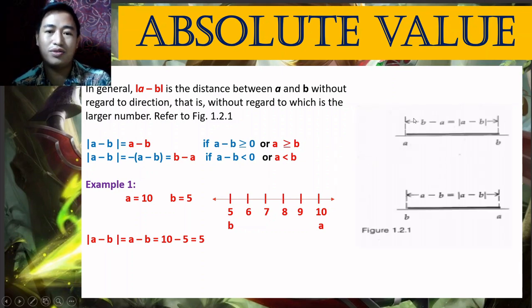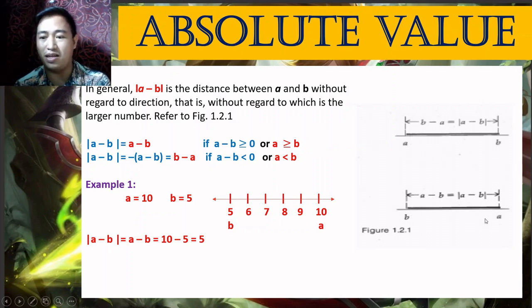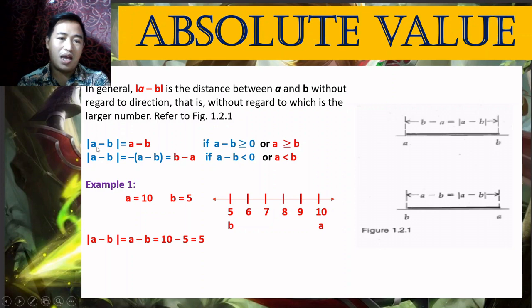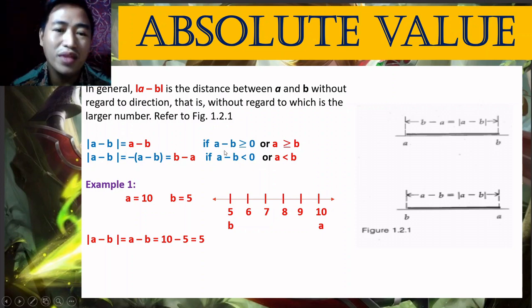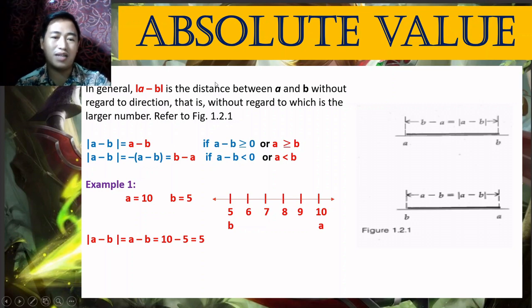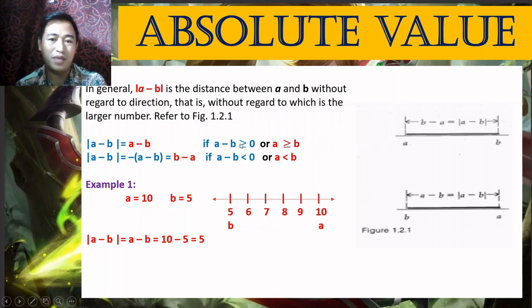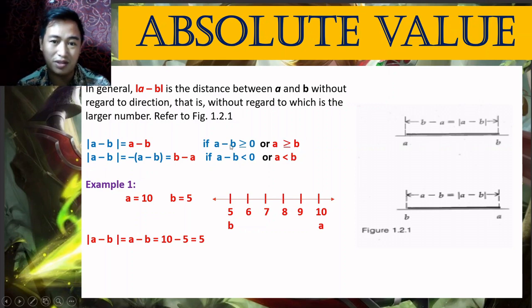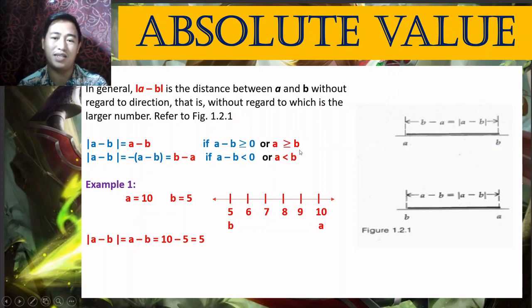So, without regard to whether A or B is larger, the absolute value of A minus B is just equal to A minus B if, using what we had earlier, the absolute value is equal to itself if that is greater than or equal to 0. So, this is when A is greater than or equal to B. Right? Minus B transferred to the other side becomes B.